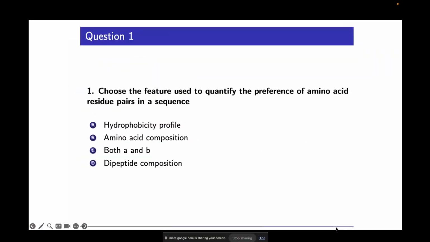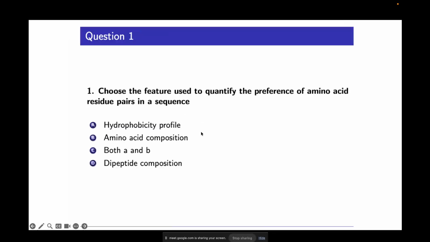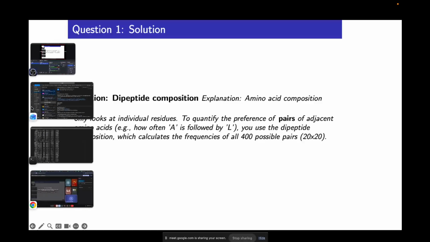The answer is dipeptide composition. I think we have not discussed this, but the idea is that when you are talking about residue pairs, you're looking at two residues at one time, right? You are quantifying the preference of amino acid residue pairs, not individual amino acid residues.